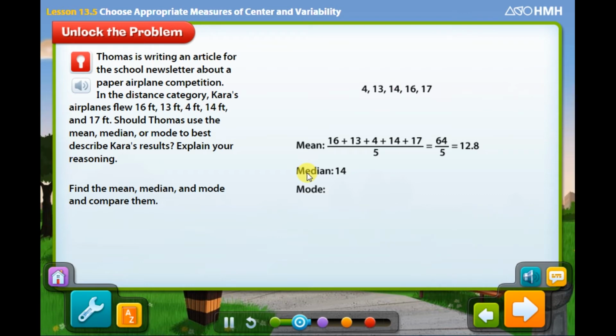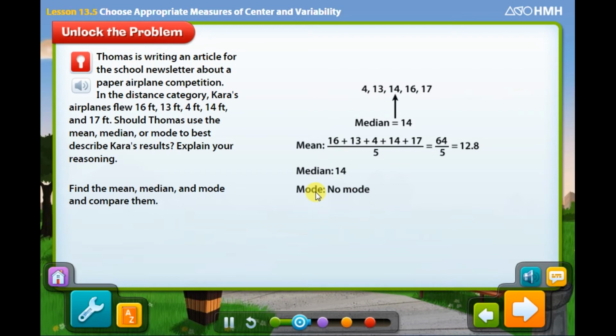Now find the mode. Are there any repeated values? No repeated values. This means there is no mode at all. There are no repeated values, so there is no mode. Compare the measures of center to the data. Is the mean a good description of the data? The mean is less than 4 of the 5 values, so it is not a good description of the center of the data.